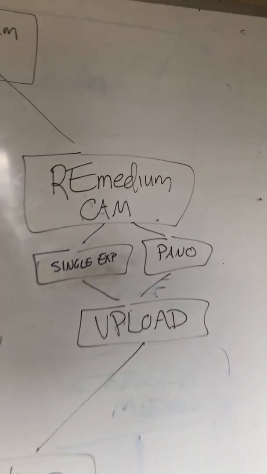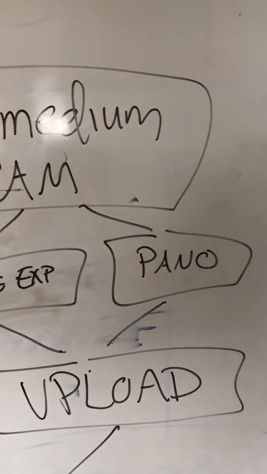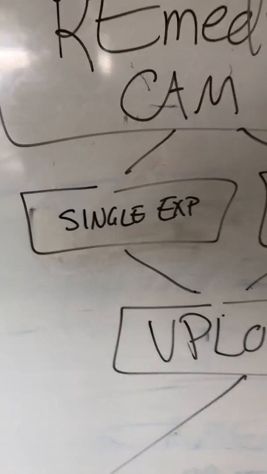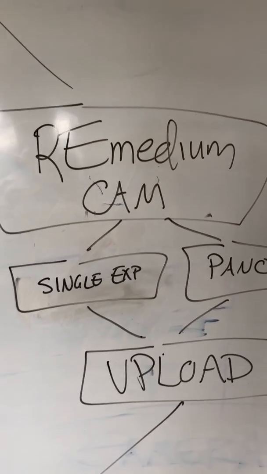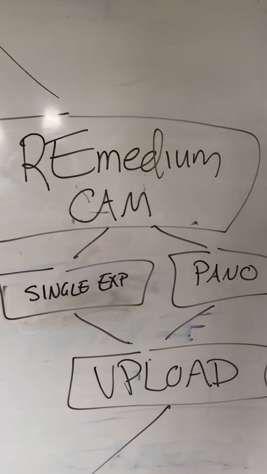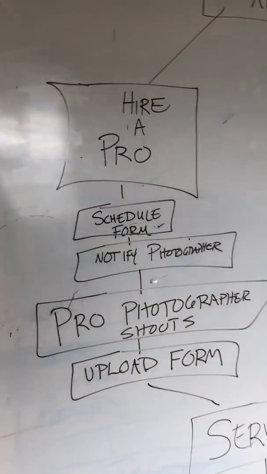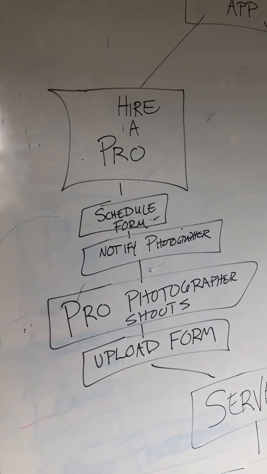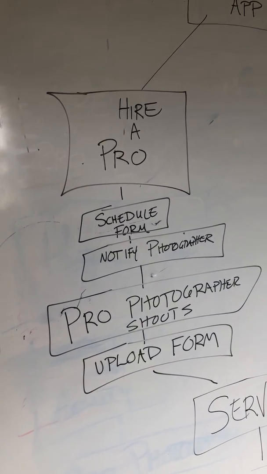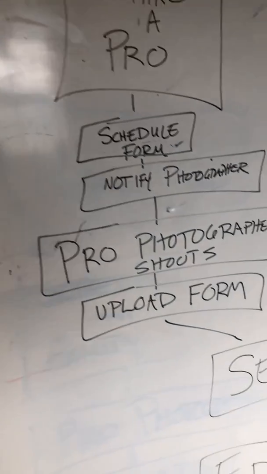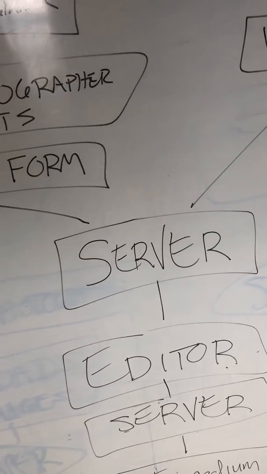In reality, we've got this part down. You've done the pano. I've made the code for single exposure, and I'm going to send you the source code, and we'll talk about that later. Basically, this part is done. So now we need to build this part, which is essentially allowing someone to schedule a professional to do it, and then we just have to build the capability for the professional to send the photos to the server, and it creates a project the same way.